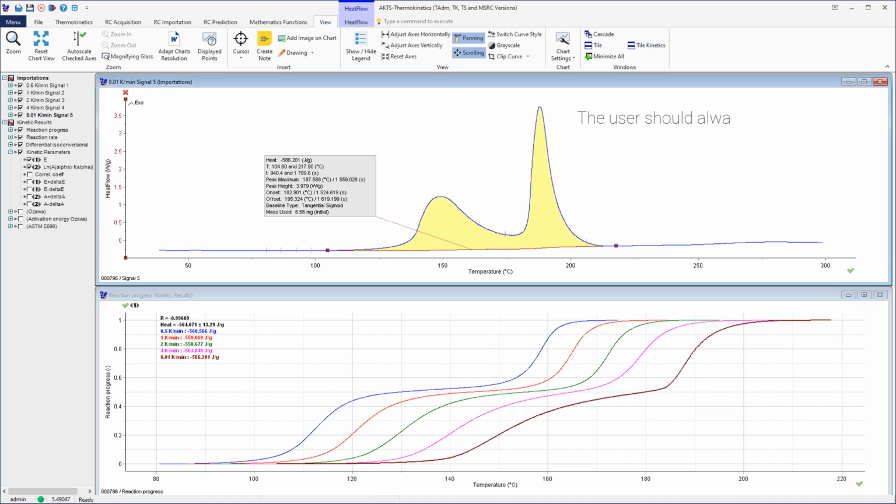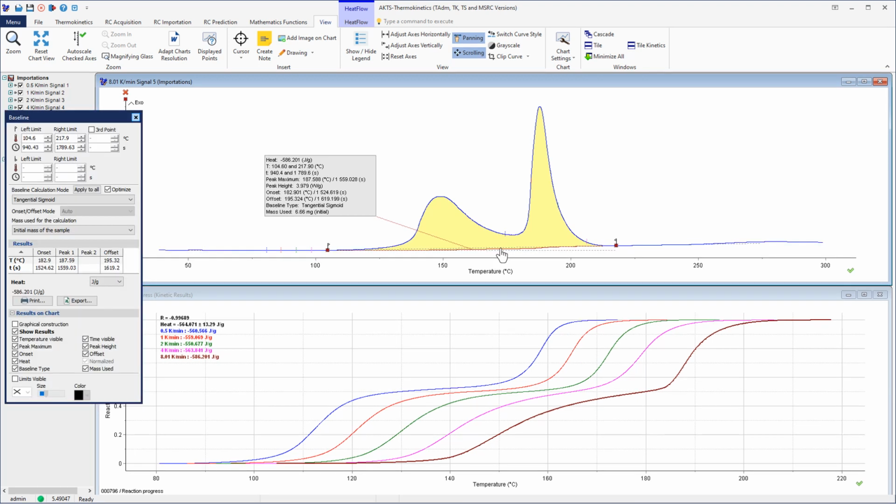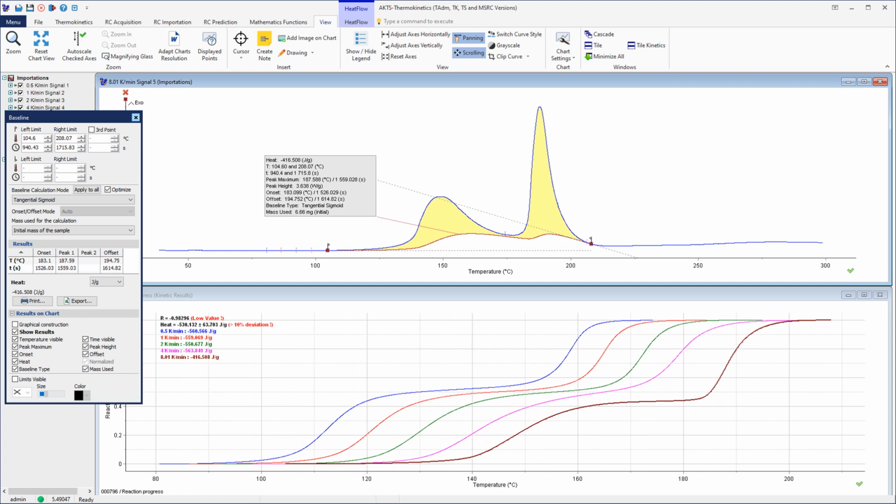The user should always try to improve the baseline construction manually. In case of an incorrect, illogical baseline, it makes no sense to start the automatic adjustment because the construction is too far from optimal. Improper construction of the baseline for the DSC curve recorded with a heating rate of 8 Kelvin per minute results in unacceptable R values and standard deviation of the reaction heat.